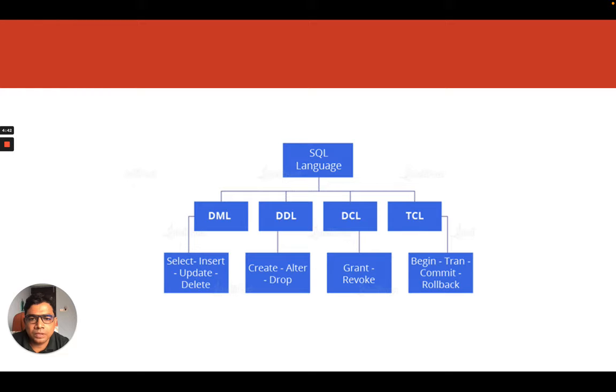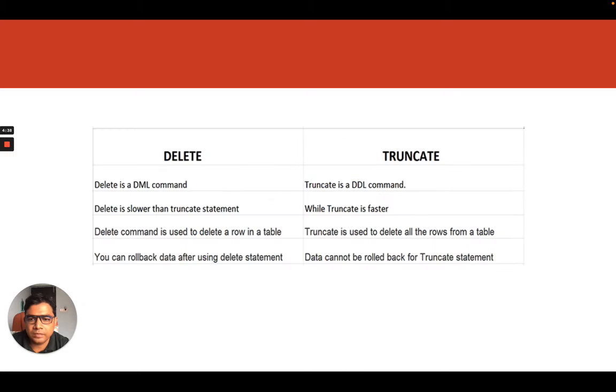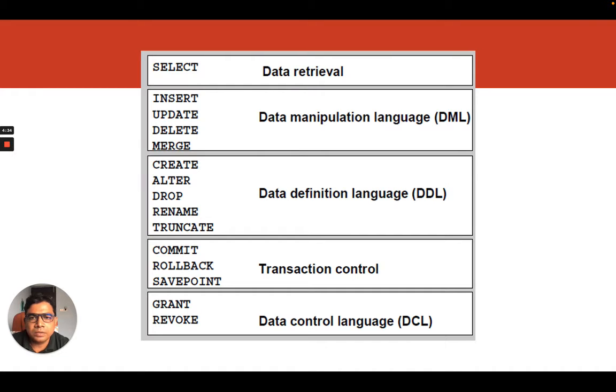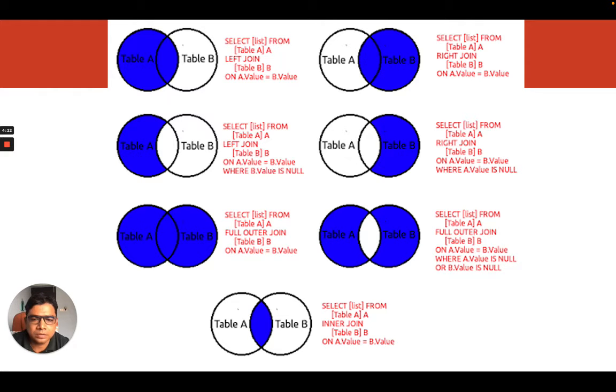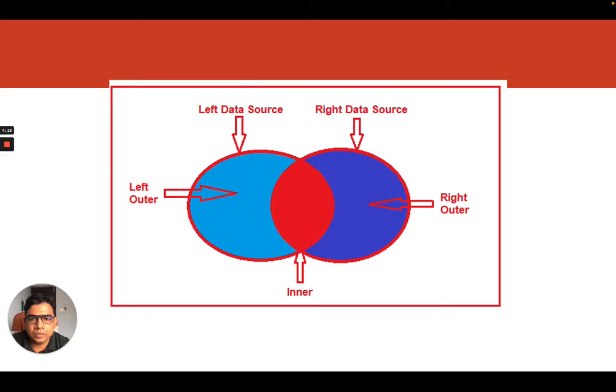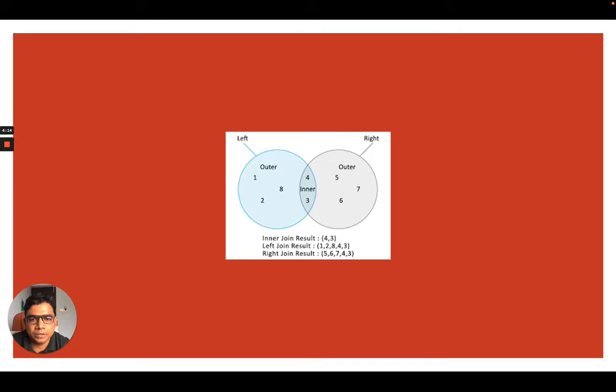So we have covered SQL language, which consists of DML, DDL, DCL, and TCL. We have covered what is the difference between delete and truncate. We also covered what all kinds of commands are available in DDL, DML, DCL. We also covered inner join, right join, left join, and full outer join. We also saw the various commands which were available. We also saw what is left join, what is outer join, and what will be the value when you return.